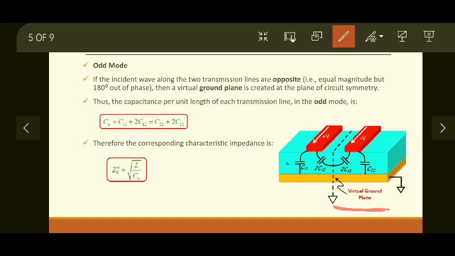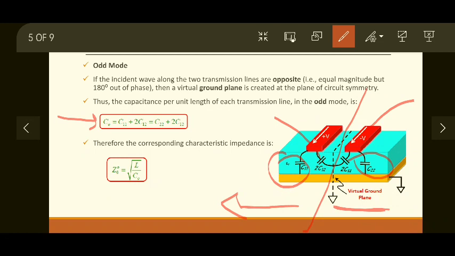So in that case, the equivalent capacitance per unit length of each transmission line in the odd mode is given by C odd, that is CO, here it is shown, equal to C11, we are considering only half part, C11 plus 2C12, or C22 plus 2C12. If we are talking about this half, C11 plus 2C12, and if we are talking about this half, then C22 plus 2C12. So the equivalent capacitance per unit length in the odd mode is given by this formula.